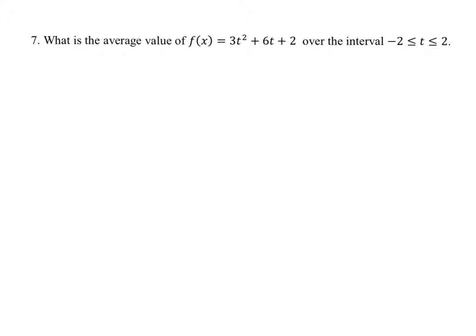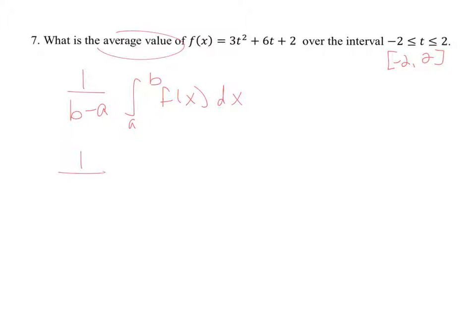The next question says, what is the average value of 3t squared plus 6t plus 2 over the interval negative 2 is less than or equal to t is less than or equal to 2. This is just my interval from negative 2 to 2. Average value means I'm going to integrate. And this is my formula for average value, 1 over b minus a, integral from a to b of f of x dx. So in our case, it'll be 1 over, this is your a value, that's your b value. So it'll be 2 minus negative 2, from negative 2 to 2 of 3t squared plus 6t plus 2 dt.